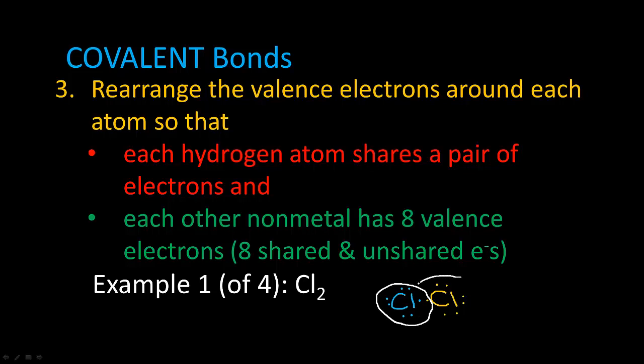And the same thing with this chlorine atom. It has 2, 4, 6, and 8. So right here is our bond. Okay, so what we're going to do, wherever there's a shared pair, we're going to draw a line. So this would look like this.